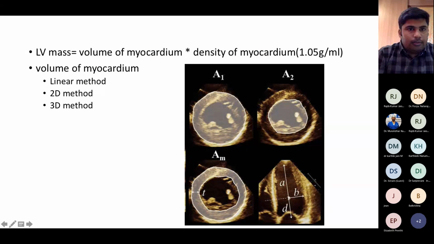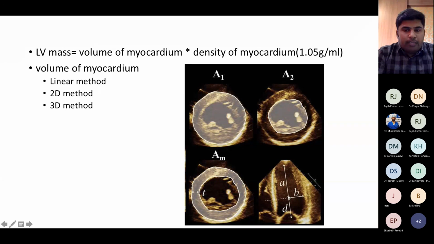For the purpose of calculating left ventricular mass, we need two parameters. One is the volume of the myocardium, another is the density of the myocardium. The density of the myocardium is taken as uniform and it is 1.05 gram per ml. So how to calculate the volume of myocardium? First, we have to measure the volume inside the epicardium, which includes the volume of the myocardium, the LV cavity, and also the LV cavity contents. And then we measure the LV cavity volume alone. By subtracting these two, we get the volume of the myocardium.